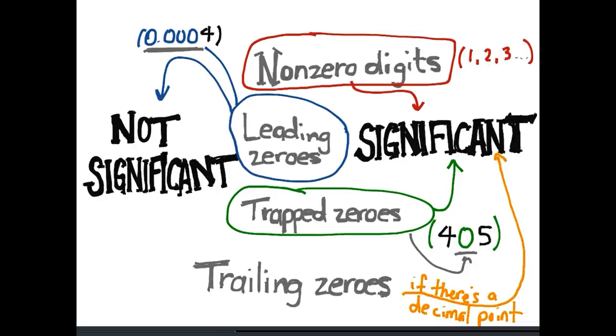Trailing zeros are a little bit ambiguous because it depends on whether or not there is a decimal point. A trailing zero is a zero to the right of the last non-zero. So for example, the number 100 has 2 trailing zeros. If there is a decimal point in the number, then all trailing zeros are significant.